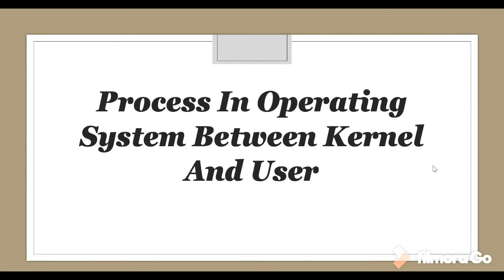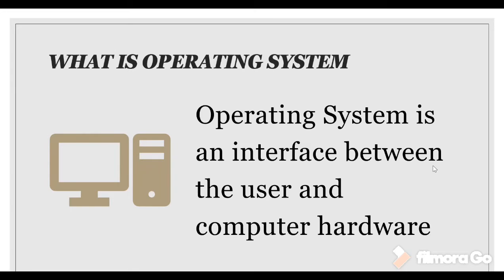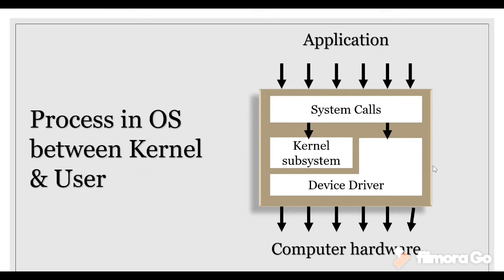Process in operating system between kernel and user. What is operating system? Basically, operating system is an interface between the user and computer hardware. Let's take a look at the diagram. Usually, using the interface, user types some instructions, and the OS will consist of many components, and one of them is system calls. Then you will have kernel subsystem and device driver. At the bottom, we have the computer hardware.